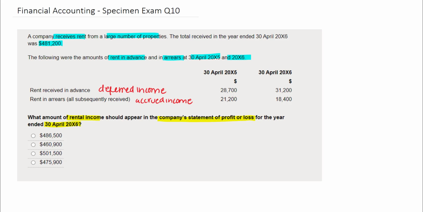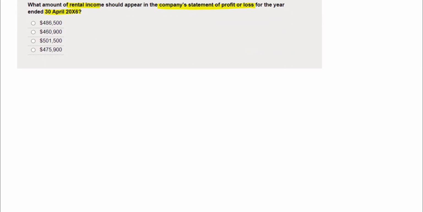You're presented with information for X5 and X6. The balances given for X5 will be the opening balances or the brought forward figures, and the balances given at X6 are the closing or the carry forward figures. The best way to approach a question like this is the shortcut formula approach, which I'm going to show you.